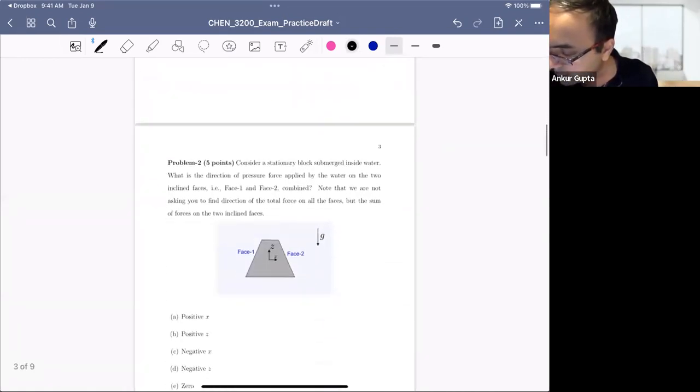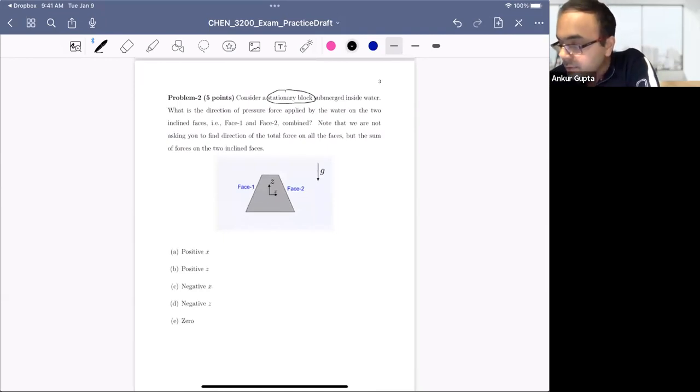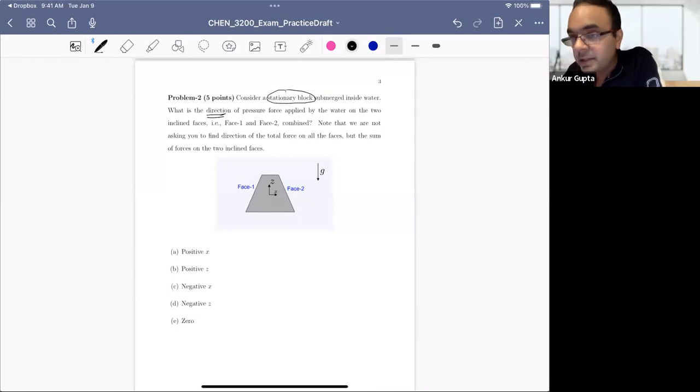All right, so let's go on to the second problem. Now it says, consider a stationary block submerged inside water. So clearly this problem is of a stationary block, so something like hydrostatics. That's how we have to think. And what is the direction of pressure force applied by the water on the two inclined faces? So it's asking for the direction, not the magnitude. So I don't necessarily have to do a calculation.